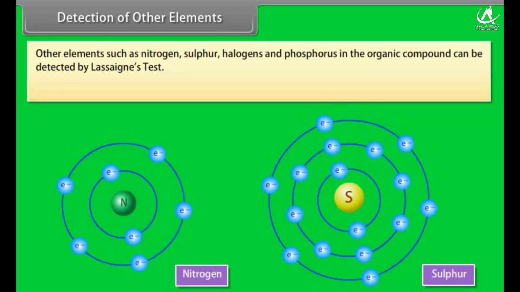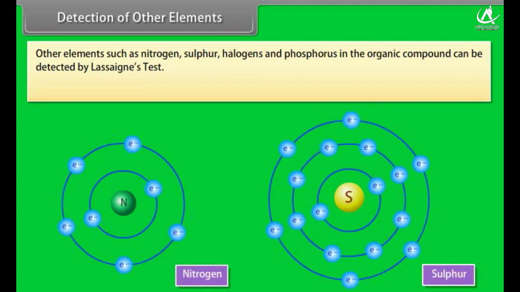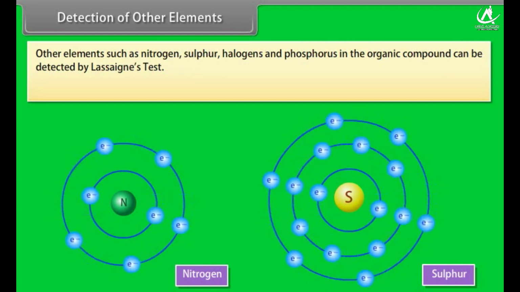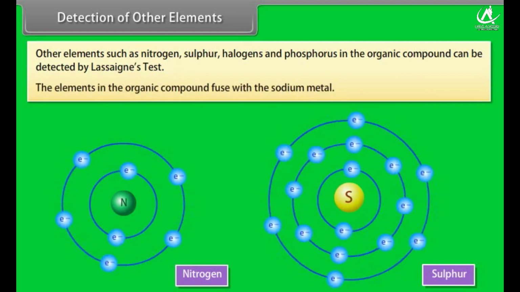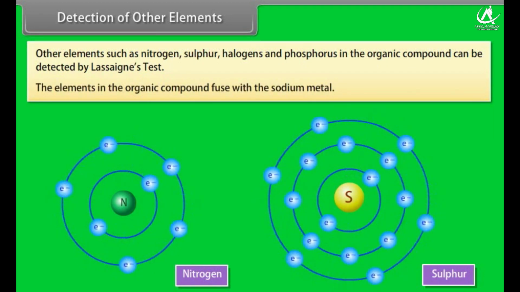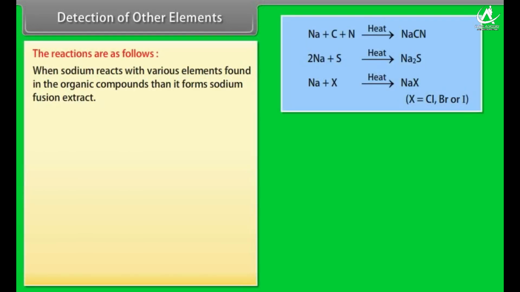Detection of other elements. Other elements such as nitrogen, sulfur, halogens and phosphorus in the organic compound can be detected by Lassaigne's test. The elements in the organic compound fuse with the sodium metal. The reactions are as follows. When sodium reacts with various elements found in the organic compounds, it forms sodium fusion extract.